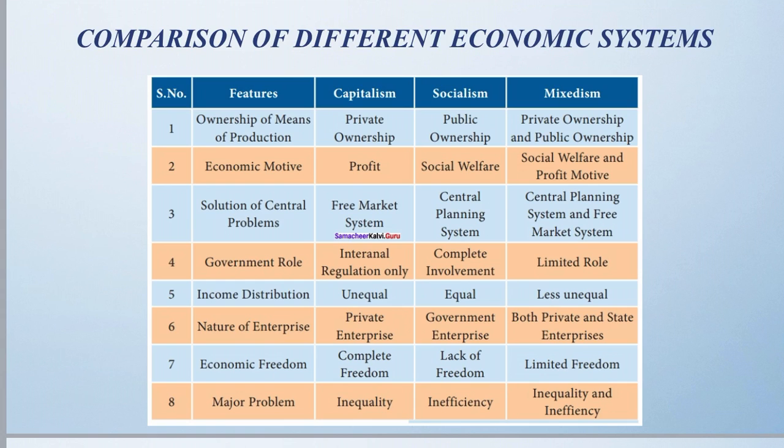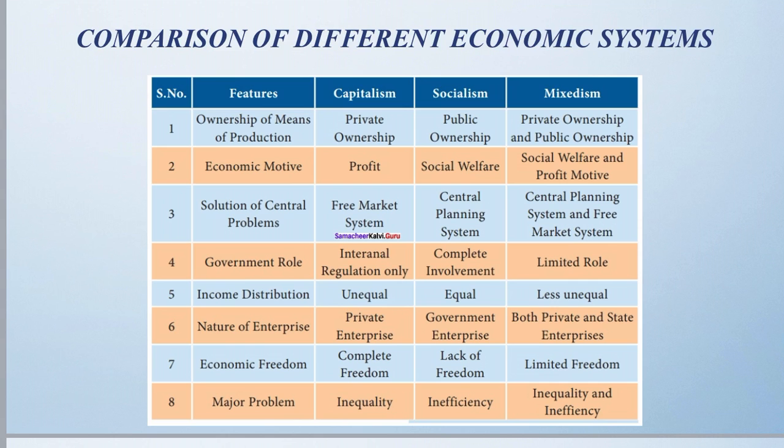So here I have given the features: 1, 2, 3, 4, 5, 6, 7, 8. Ownership, economic motive, solution of central problems, government role, income distribution, nature of enterprise, economic freedom, major problems. In capitalism, ownership is private. Socialism, public. Mixed, you have the private ownership and the public ownership. Economic motive, as you already saw, capitalism, it is profit motive. Socialism, it is social welfare, and mixedism, social welfare and profit motive. We have already seen all that. That's why I'm going a bit fast.